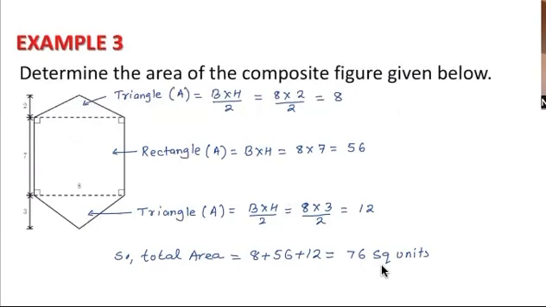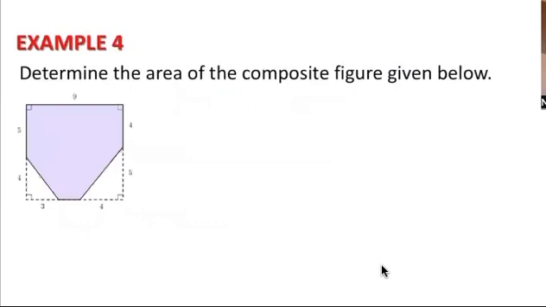Okay, let's look at one more example from the area of composite figure. So this one looks a little different. Here, what we have to do is find the area of this shaded region. They have given this external height down here, from here to the bottom and from here to the bottom.